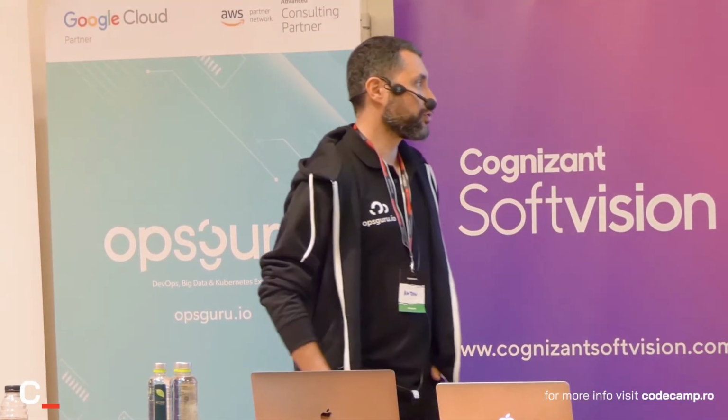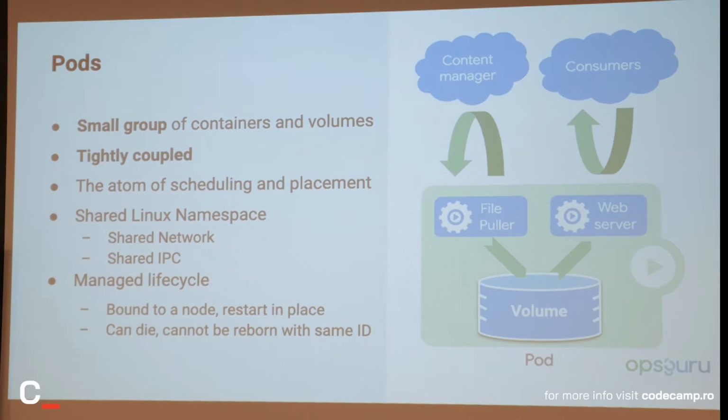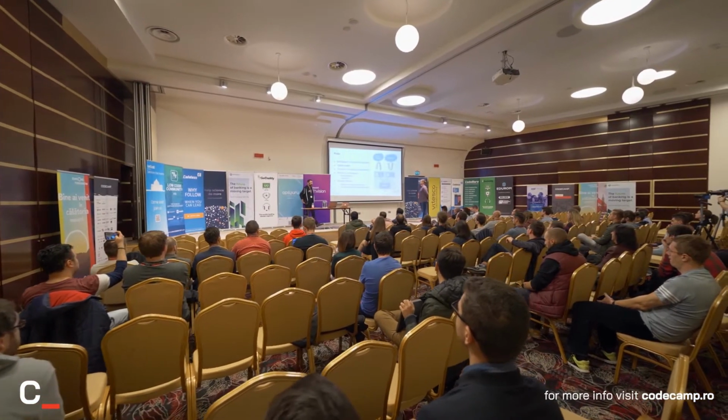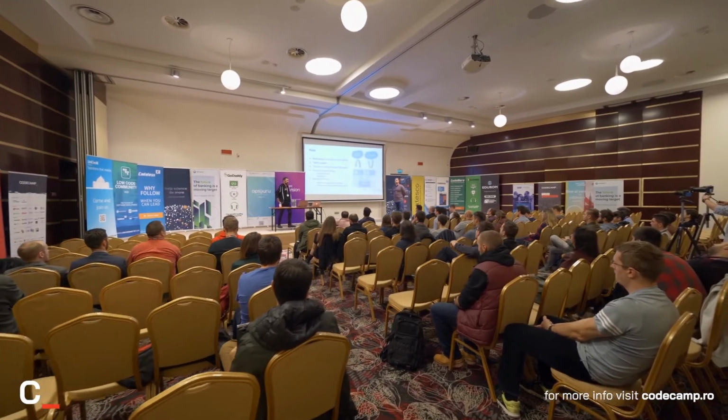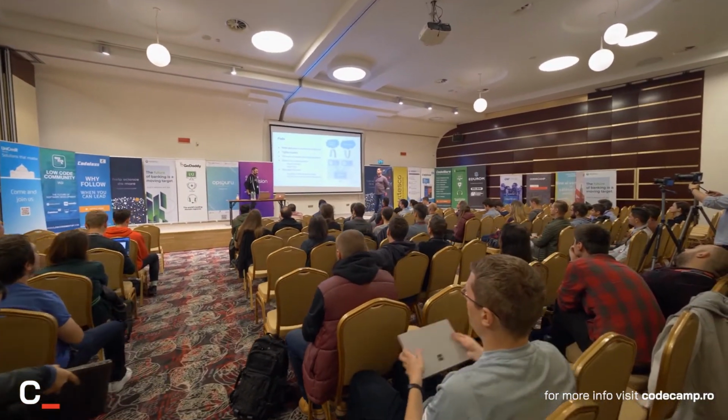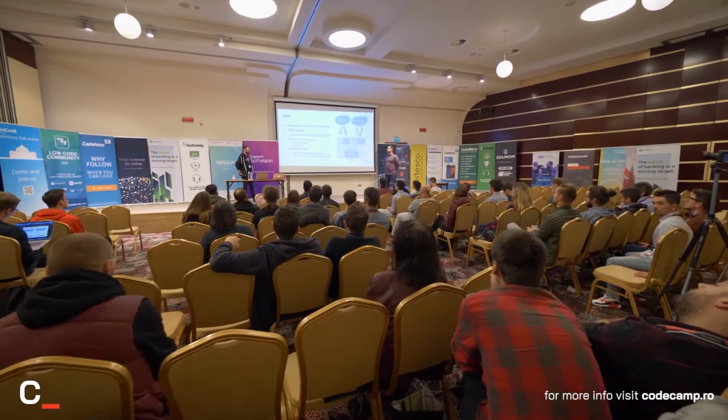Pods. So as Chris mentioned earlier, pods are the tiny units that Kubernetes uses to run containers. Pods facilitate shared network, shared IPC, shared Linux namespace, shared volume for multiple containers that make a pod, and all of the containers that make a pod necessarily run on the same node.